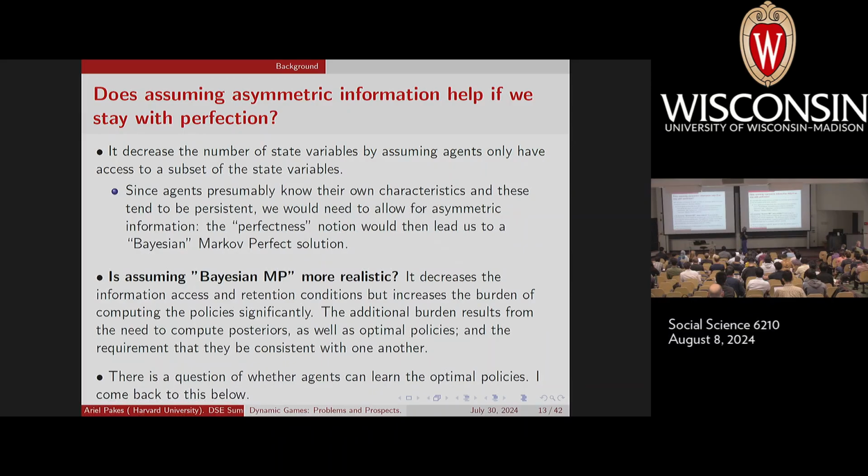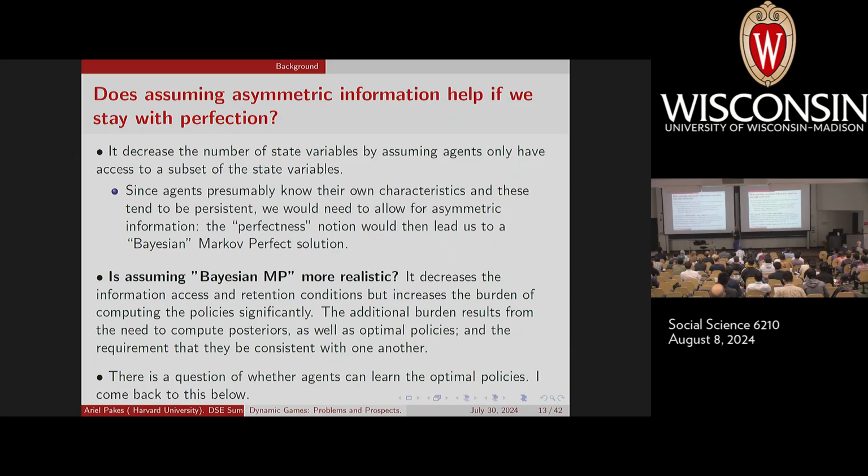So the question is, does assuming asymmetric information help? One way you could think of doing this is, not everybody knows everything. It's not full information. I only know certain things and I don't know other things. That's the first thing you would think of, probably. Agents presumably know their own characteristics, and they know that they're correlated over time. So likely the characteristics they don't know of everybody else will also be correlated over time. So if the theorist did this in those days, they would go Bayesian Markov perfect. So it's still perfection, but now what I know is the distribution of where my competitors are going to be tomorrow.